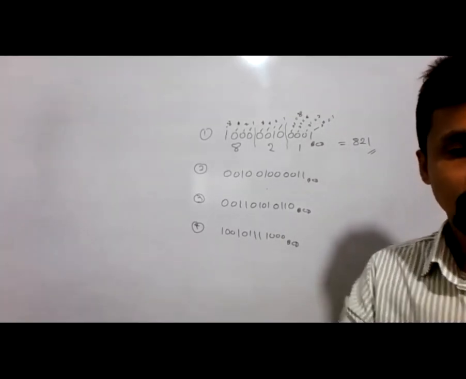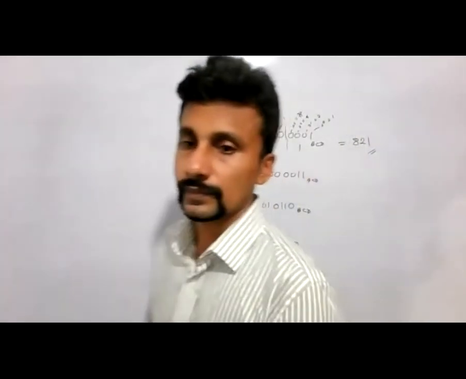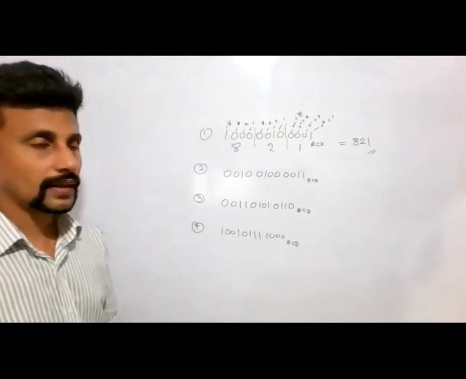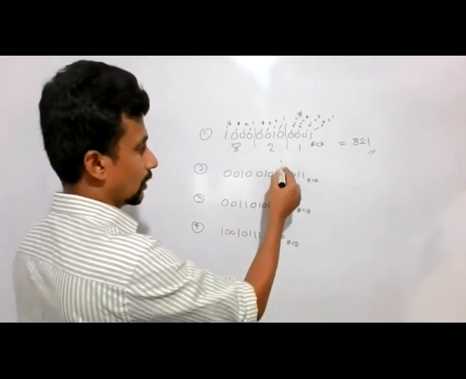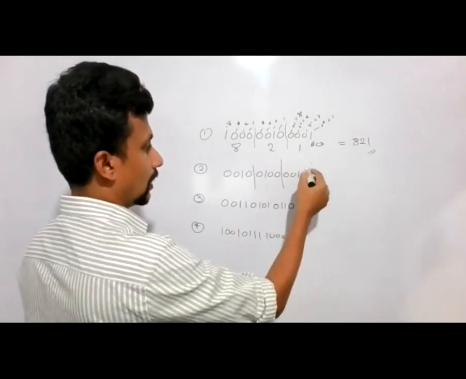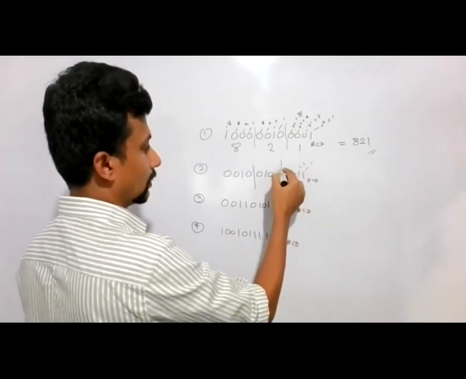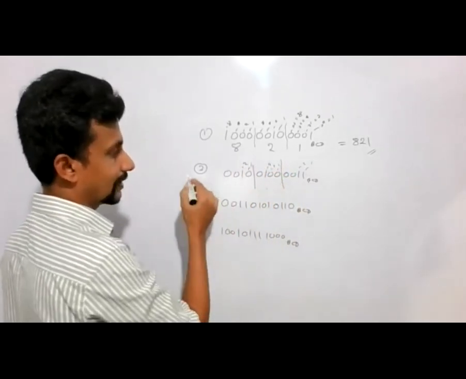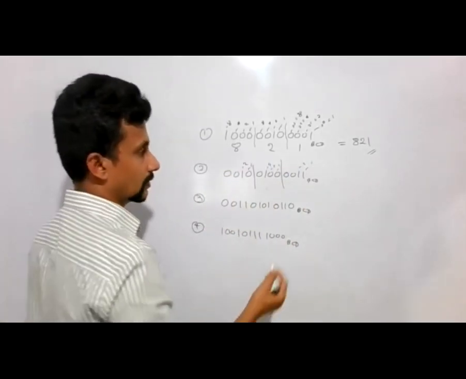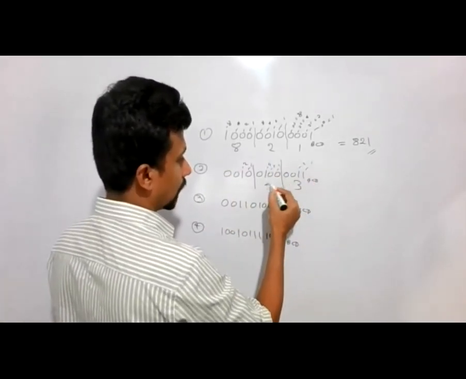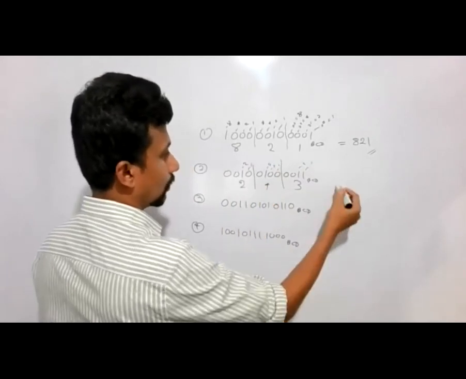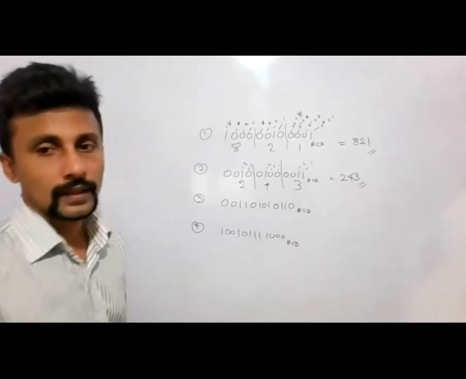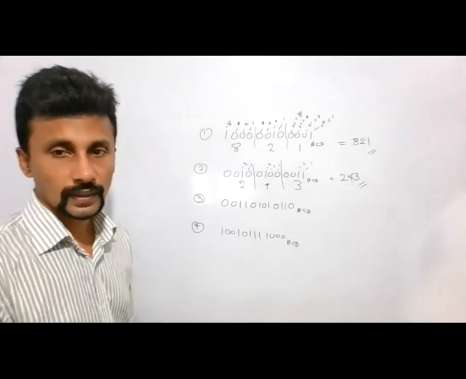Okay, most of you have sent me the answers. Second one, we have to separate each 4 bits here. 1, 2, 4, 8. Again, 1, 2, 4, 8. 1, 2, 4, 8. Right? I'm not writing because it's 0, no value is coming. Here you get 3. Here you get 4. Here you get again 2. So 243. Next one.